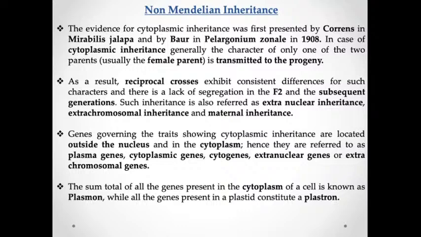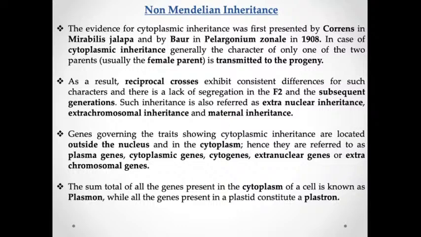So in cytoplasmic inheritance, whenever there are no subsequent changes in the F2 generation, that inheritance is referred to as extranuclear inheritance, extra chromosomal inheritance, and maternal inheritance. Genes governing the traits showing cytoplasmic inheritance are located outside the nucleus. The genes dealing with cytoplasmic inheritance are present outside the nucleus in the cytoplasm. Hence, these genes are referred to as plasma genes.